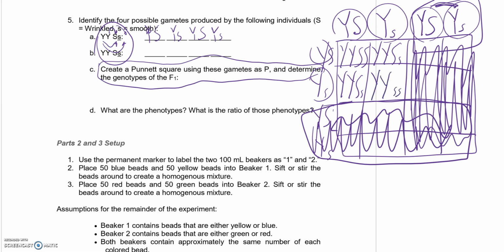And see our genotypic and phenotypic ratios. So we have 1 that's homozygous dominant, or 25%. We have 2 that are homozygous dominant for the color of the kernel, and heterozygous for wrinkled or smooth. And then we have 1, or 25%, that's homozygous dominant for the color, and homozygous recessive for the wrinkled or smooth.